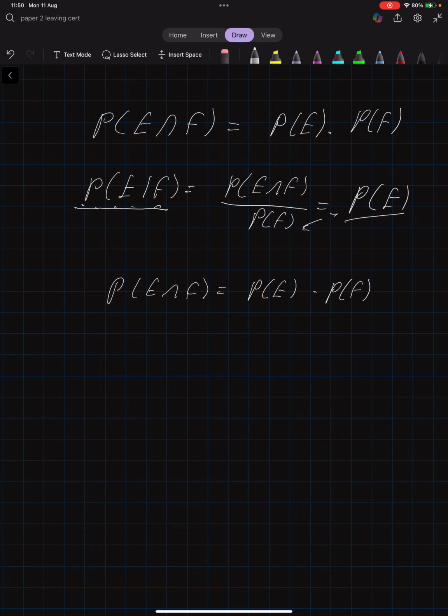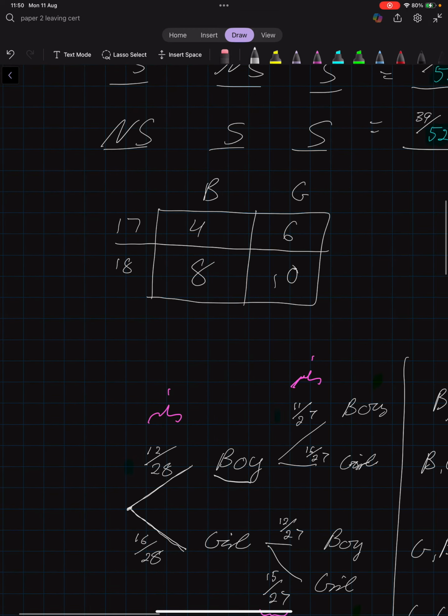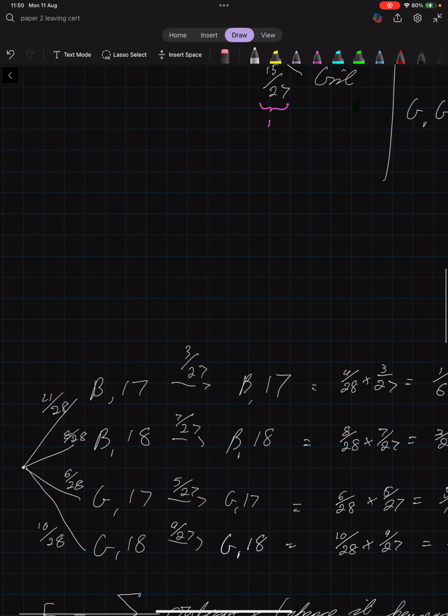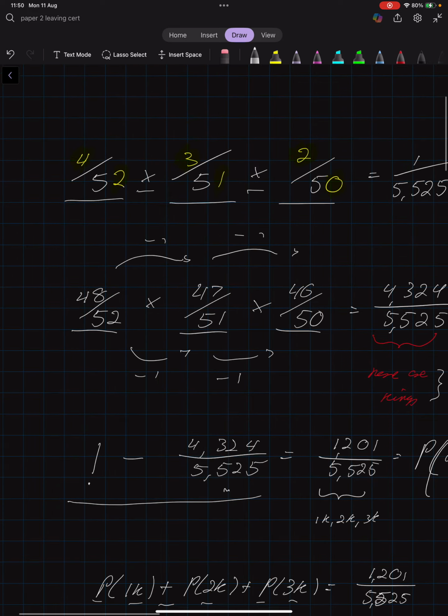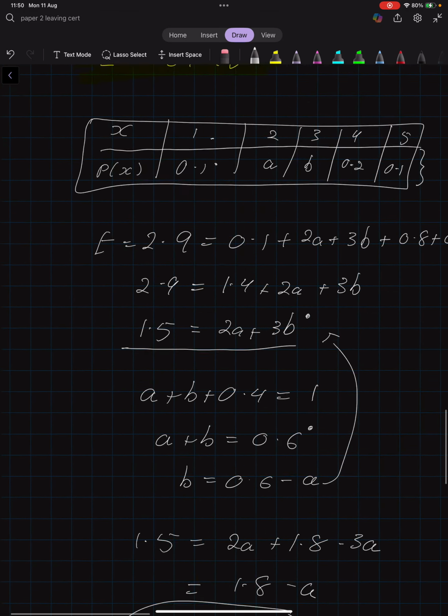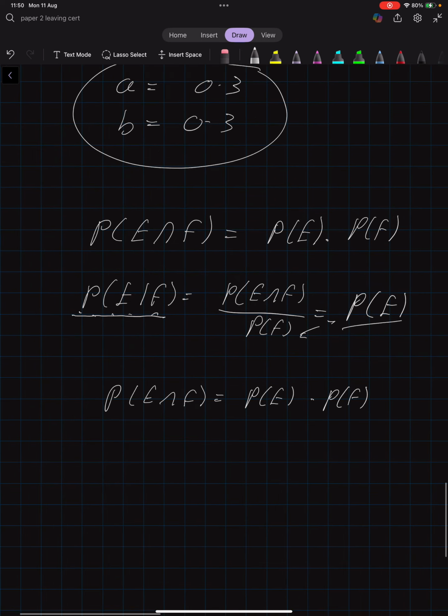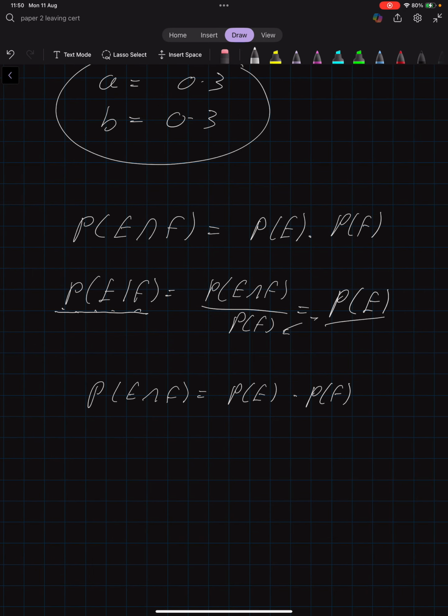So before, when I was multiplying back up here like this, it's because they're independent events. So that's just independent events, a little bit more of a formal approach. I might just do one long one and then I can leave it at that.